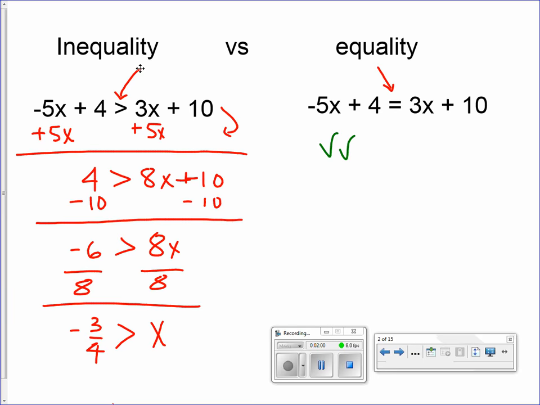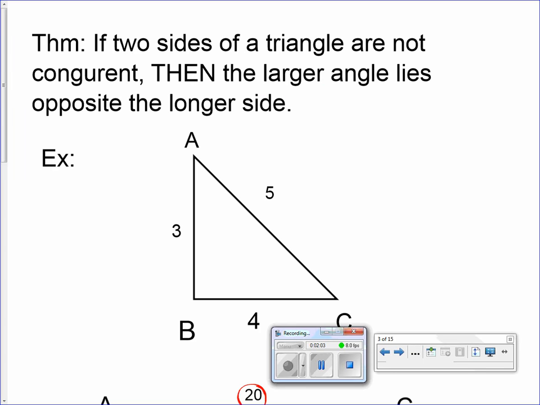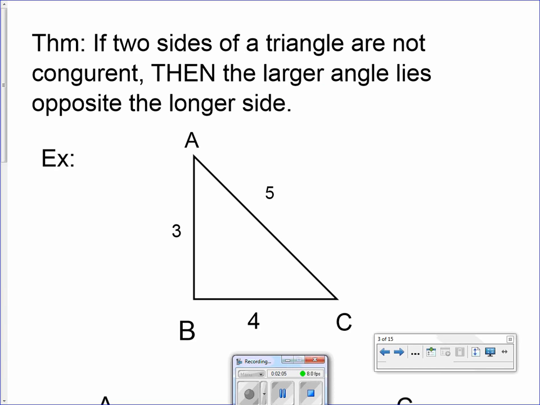Let's move on. All right, let's take a look at this theorem real quick. This theorem basically says if two sides of a triangle are not congruent, meaning that there's three sides that are all different sides, then the largest angle lies opposite the larger side. The larger angle lies opposite the larger side. So take a look. Hopefully you can see that 5 is the largest side here. So the angle that's opposite that 5 is angle B.